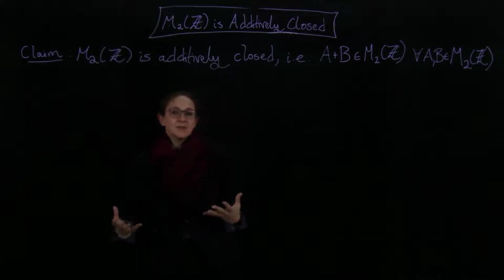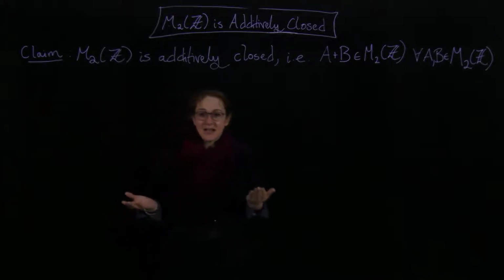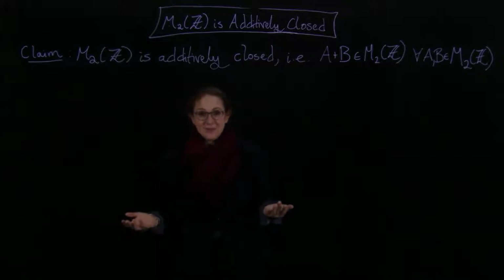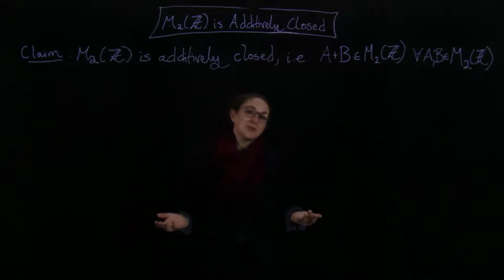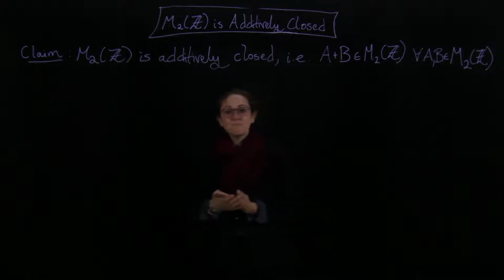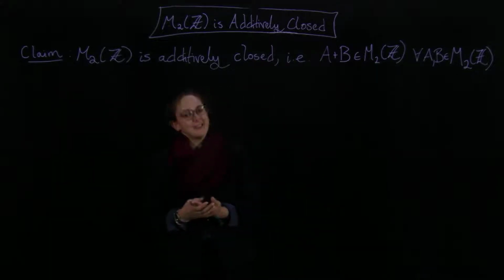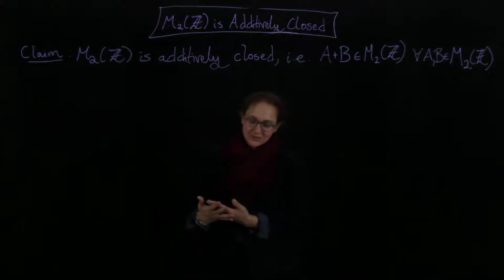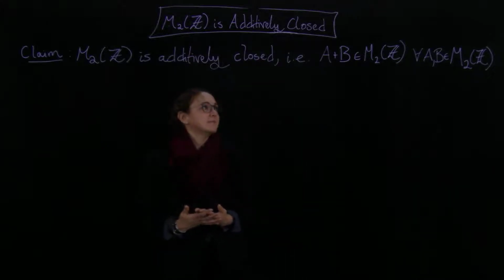And what does that really mean? That means that anytime I have two elements of the ring and I add them together, so in this case, anytime I have two elements of M2Z, or 2 by 2 integer matrices, and add them together, I get an element of the ring, so an element of M2Z. That is a 2 by 2 integer matrix. So this is a for all statement, right?